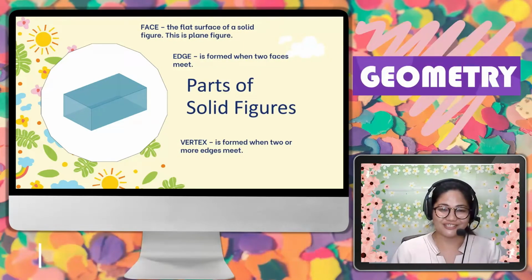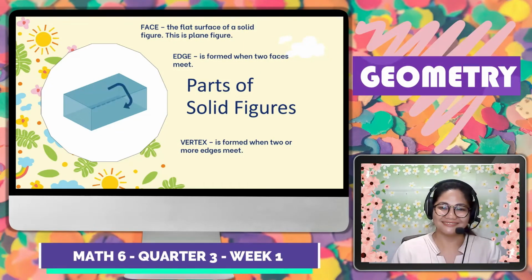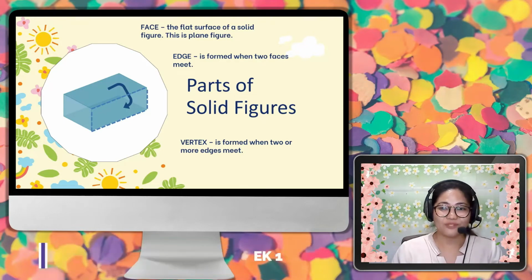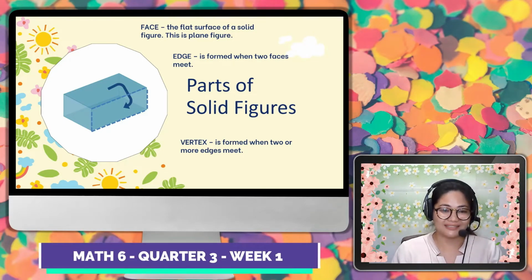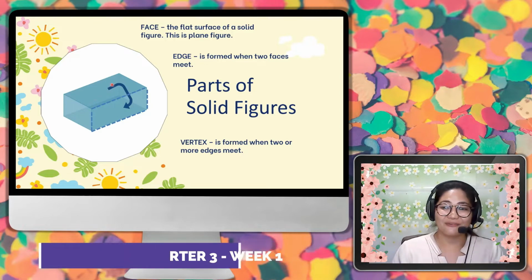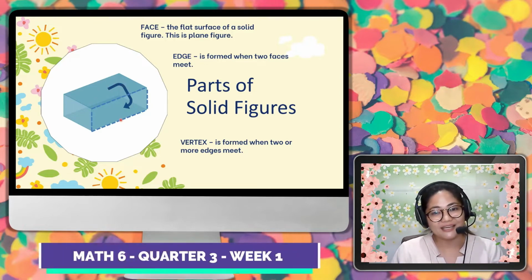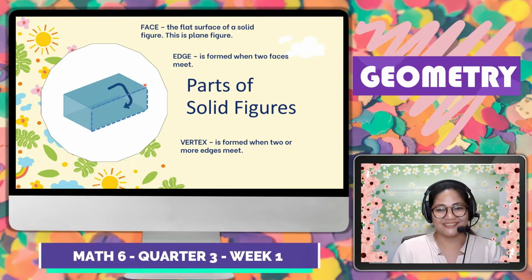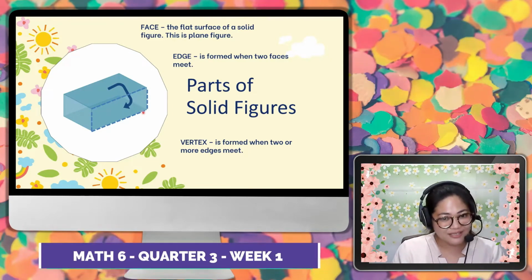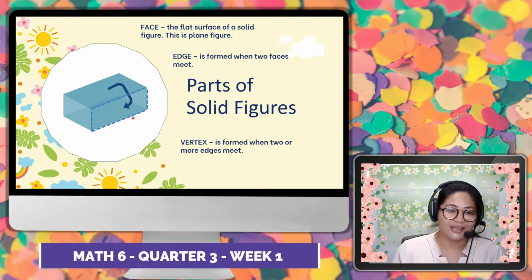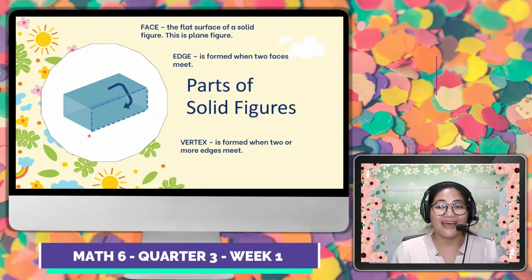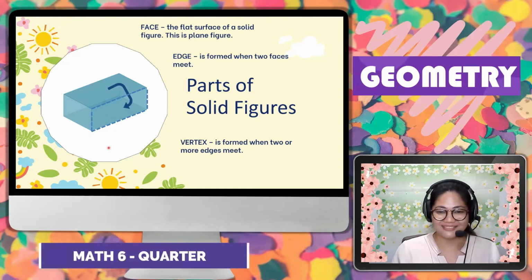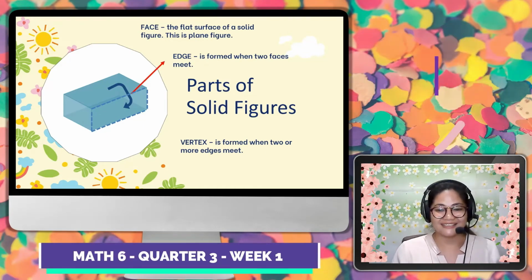How about the edge? Again, edge is formed when two faces meet. So this is a rectangle and this is another rectangle. This part is the edge. This is also an edge. This is also an edge. Another edge, and a lot more edges. A rectangular prism has 12 edges. Again, this is the edge.